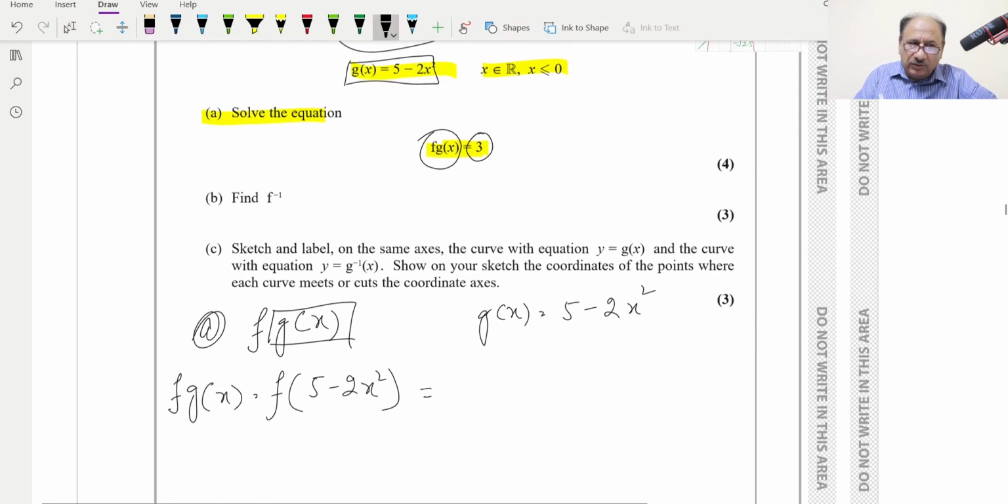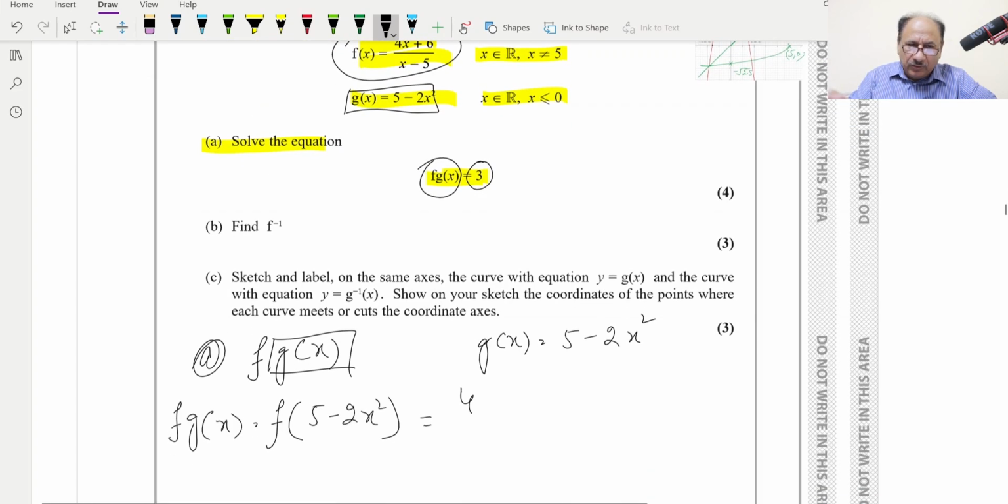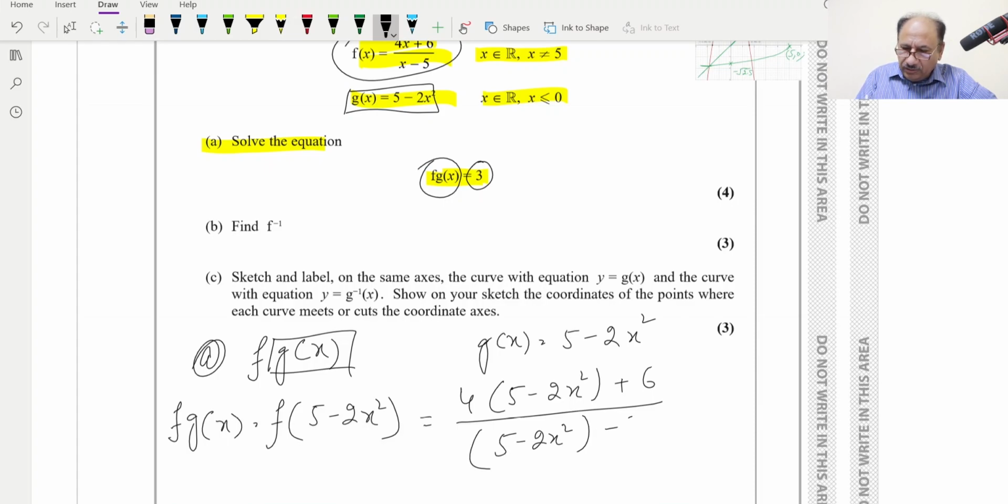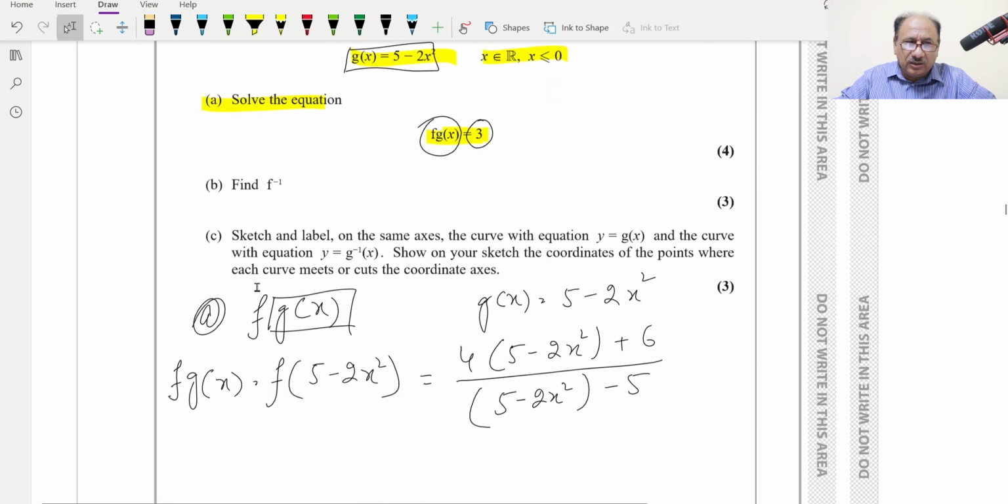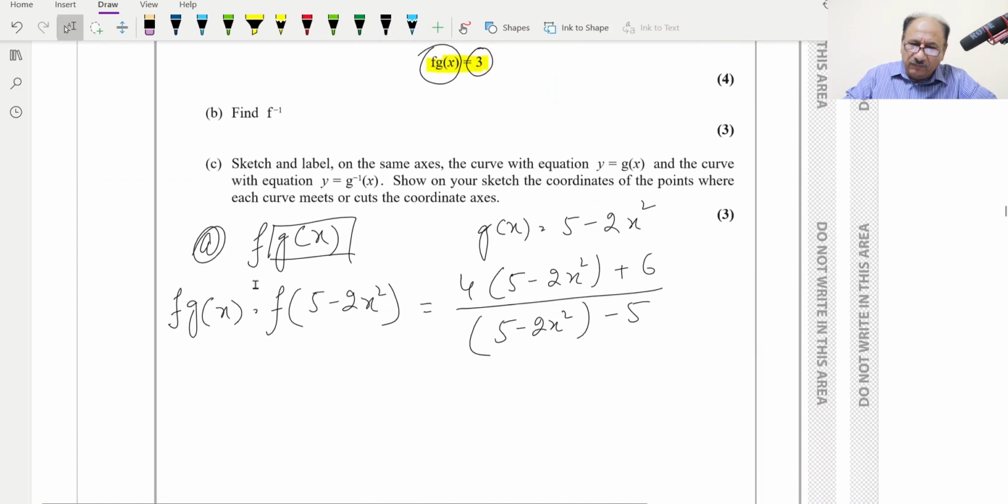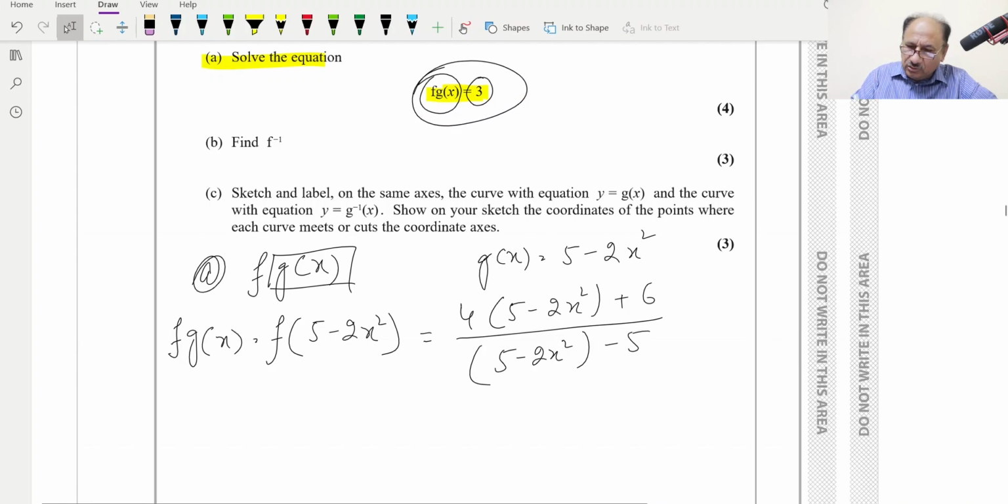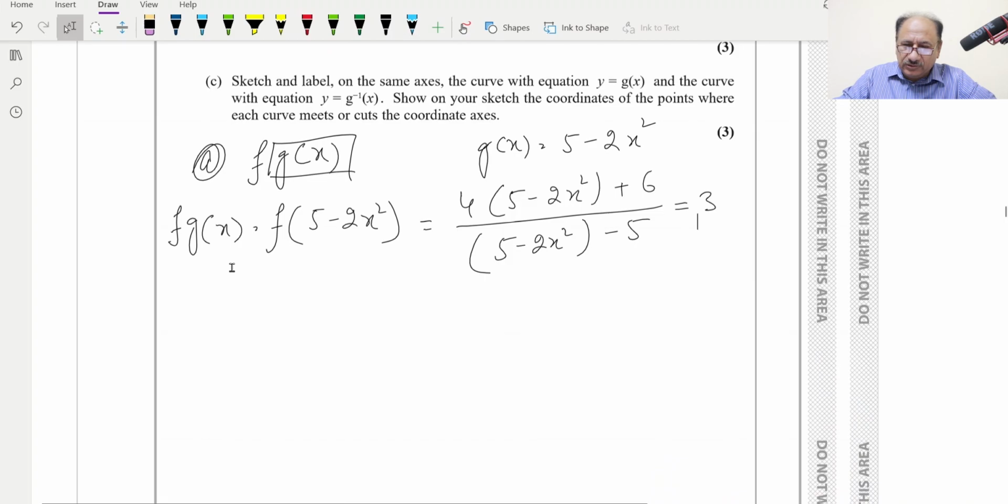our equation will become 4 into, this is 4x. So instead of x we will be writing 5 minus 2x squared, and plus 6 as it is, over x, which is again 5 minus 2x squared, and minus 5. So this is basically our equation, and they have provided that this is equal to 3, so we will be putting it equal to 3, and now we will be solving this equation.